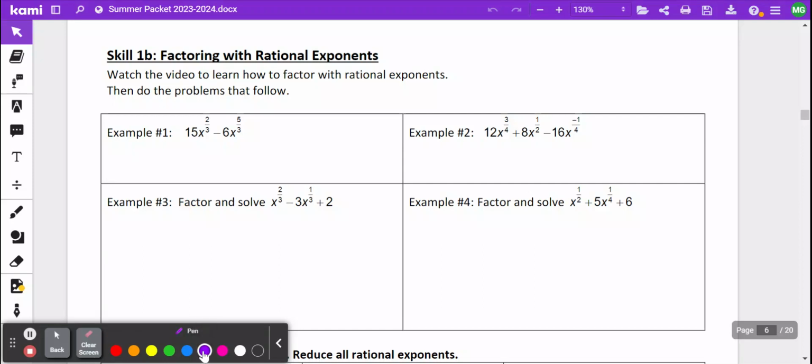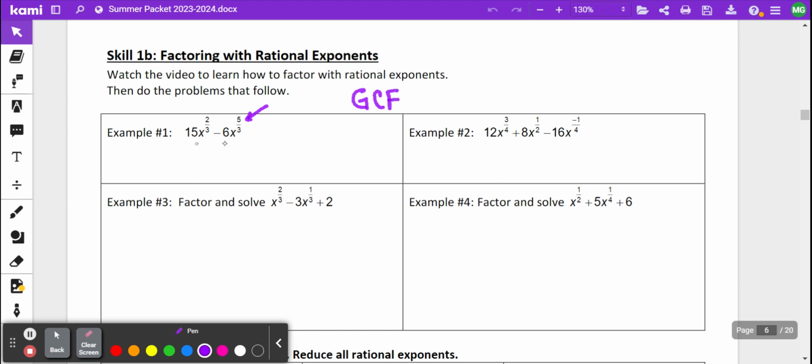Hi there. What we're going to learn about right now is how to factor when we have rational exponents. In other words, when we have exponents that are fractions. So, first thing we're going to look at is taking out a GCF. We always know that's the first thing we do when we're going to factor.